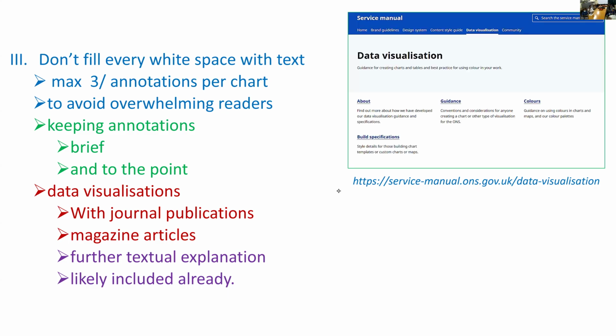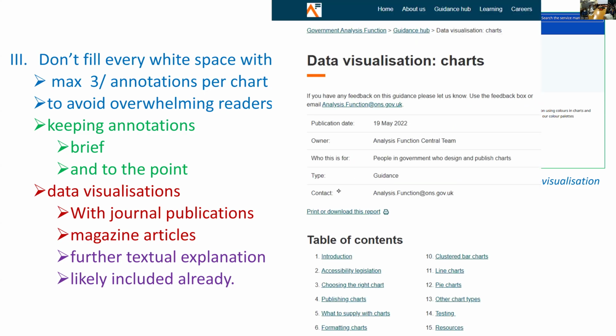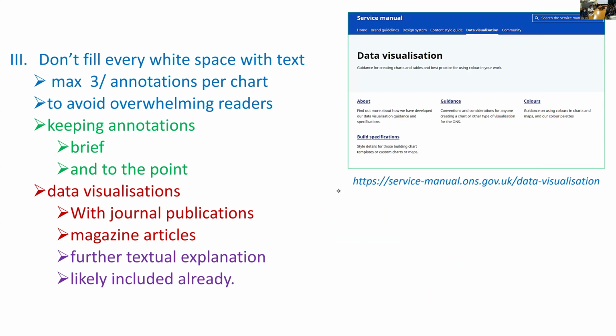Now, this is a very good website. The UK government has, for the UK government national service, guidelines if you're making a graph, how a graph should be done, how annotation should be done. And it gives you all: introduction, accessibility, choosing the right chart, publishing chart, formatting charts, different types of charts, testing if your chart fulfills their guidelines. The Indian government doesn't have one; ICMR doesn't have any guideline on graphs. But if you're interested, this particular manual is very good on how to make graphs.